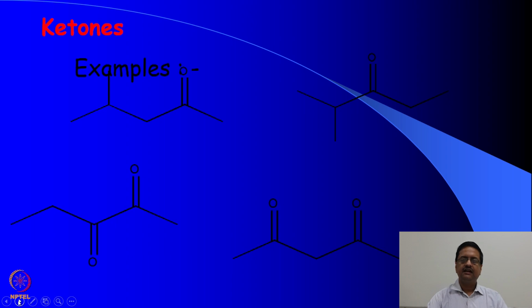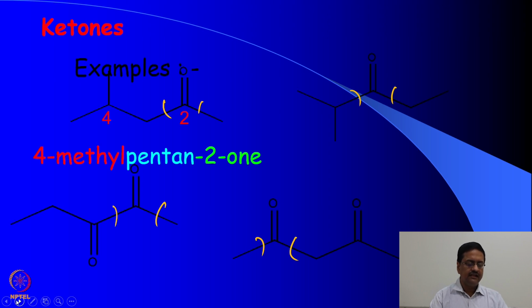The ketones are the next group of molecules, where the C double bonded O is associated with a carbon which has two carbon atoms connected to it. Everywhere, if you see that you have two carbon atoms connected to that carbonyl group, it is a ketone. So, you can have the names following the IUPAC nomenclature.